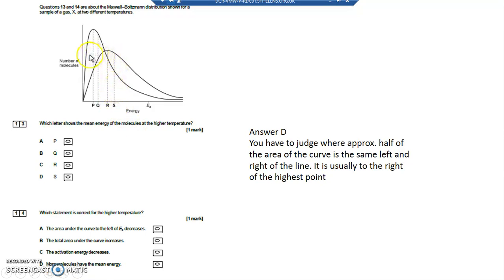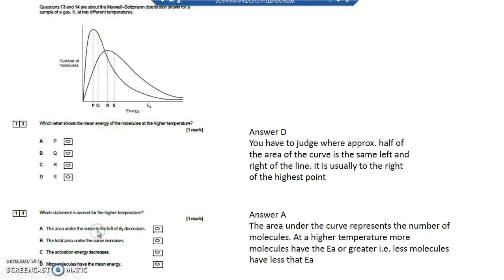temperature, there are fewer molecules about here. If you read up from S to where it hits the curve at the higher temperature, there are fewer molecules than up from Q, which hits the lower temperature curve at a higher value here. So the answer is A.